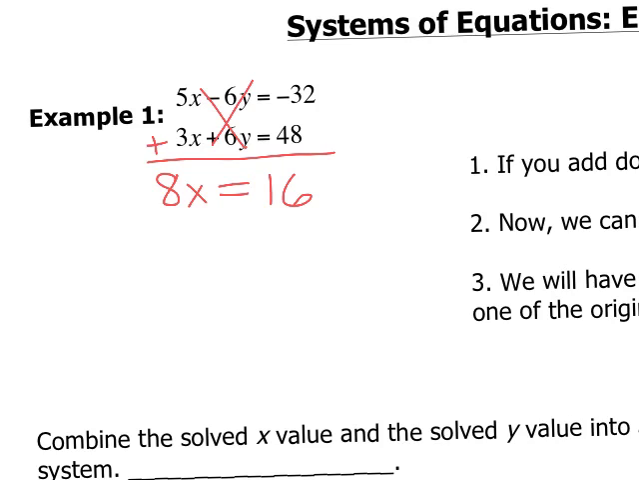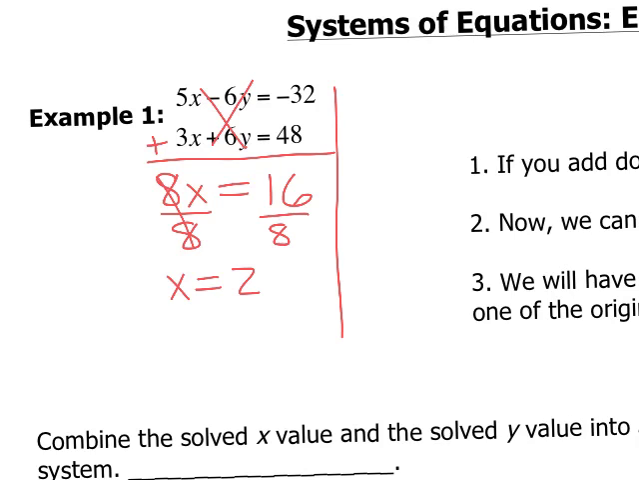So now solve what's left. So I divide by 8 on both sides. And I end up with x equals 2. And hopefully you guys remember from last time that this is only half of the answer, right? The solution to any system is going to be an ordered pair. So I need to come over to this side, and I'm going to find the second half.